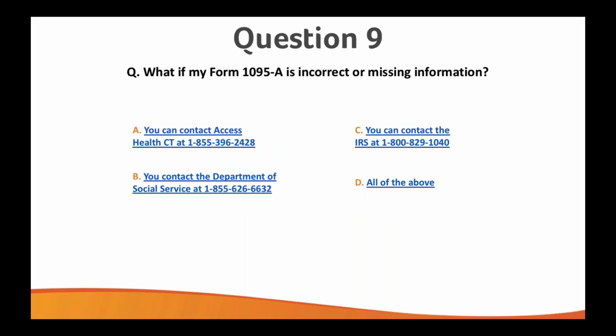Question number 9. What if my Form 1095A is incorrect or missing information? You can contact Access Health, and that's our call center number. You can contact the Department of Social Services and their number. You can contact the IRS or all of the above.